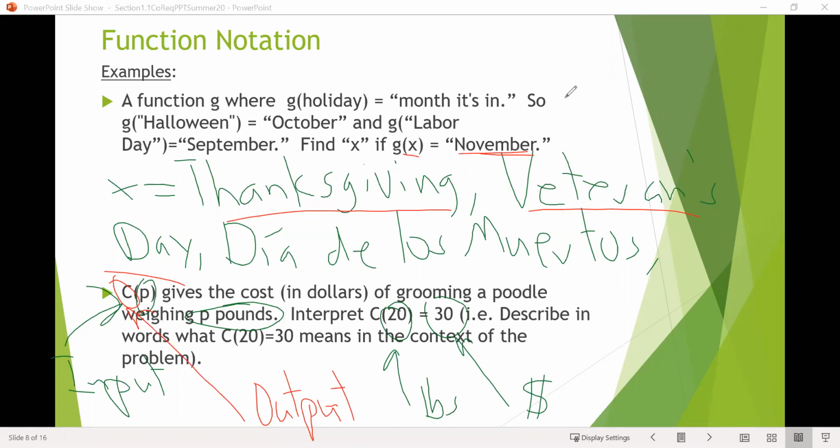I won't write that out, but you can either rewind this and get that again, or look at the transcript. So it's the cost of grooming a 20-pound poodle is $30, which I've been told is super cheap. I should probably update this problem.